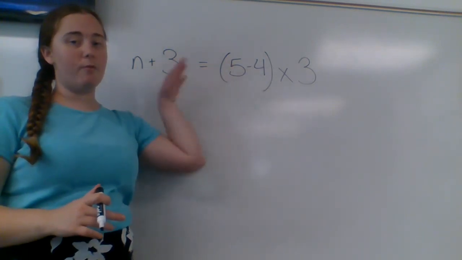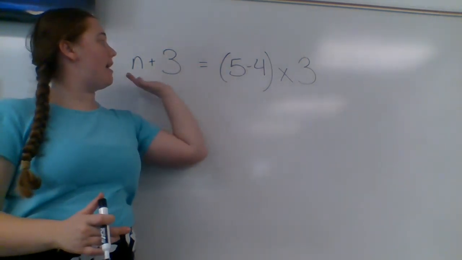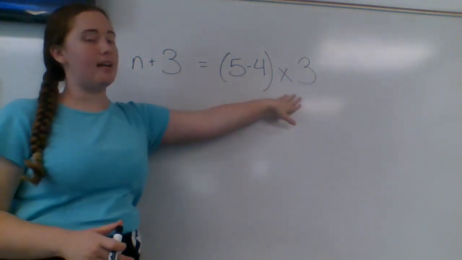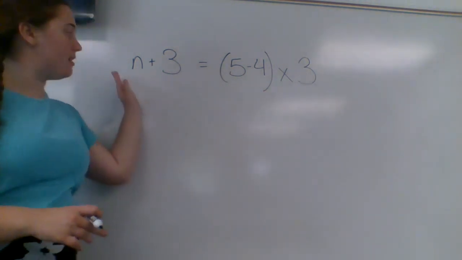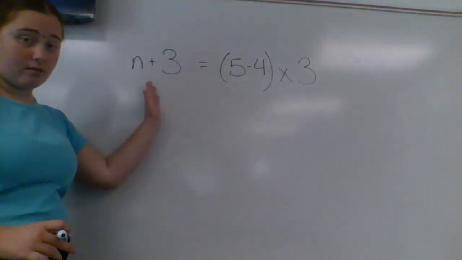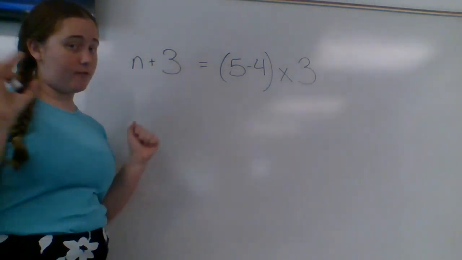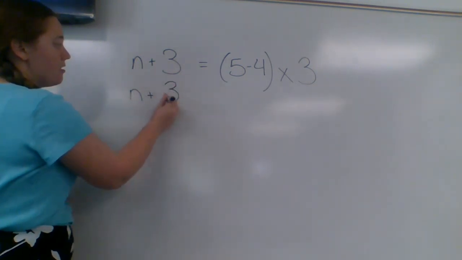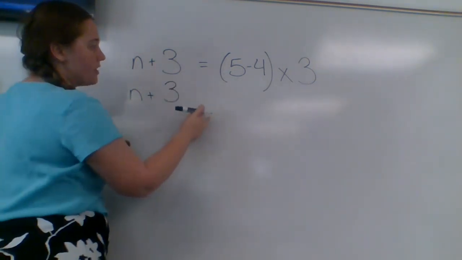My problem for number 4, we have n plus 3 equals 5 minus 4 in parentheses times 3. So my first step is easy. We're just going to copy this down. N plus 3. That's all we have to do for the first step. So copy down n plus 3, and then that equal sign.